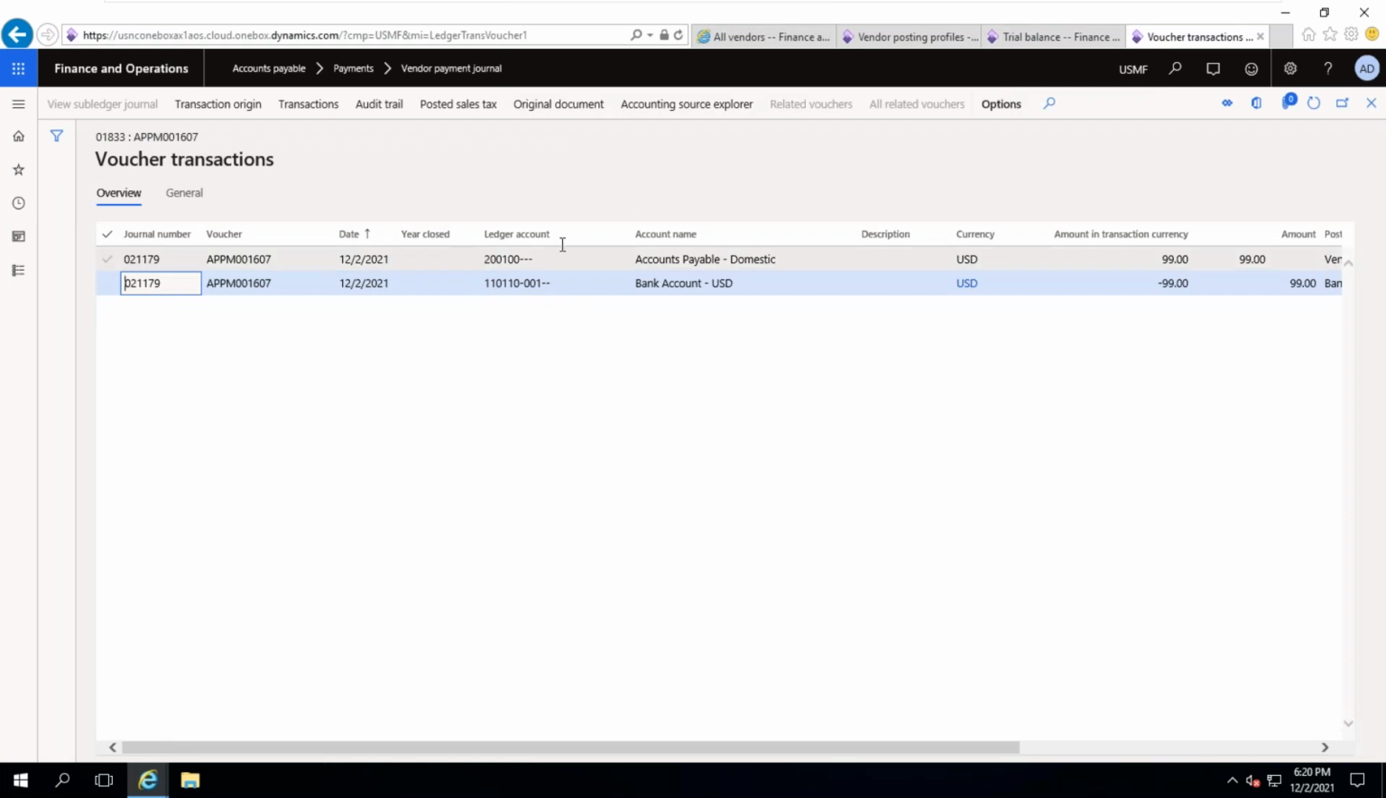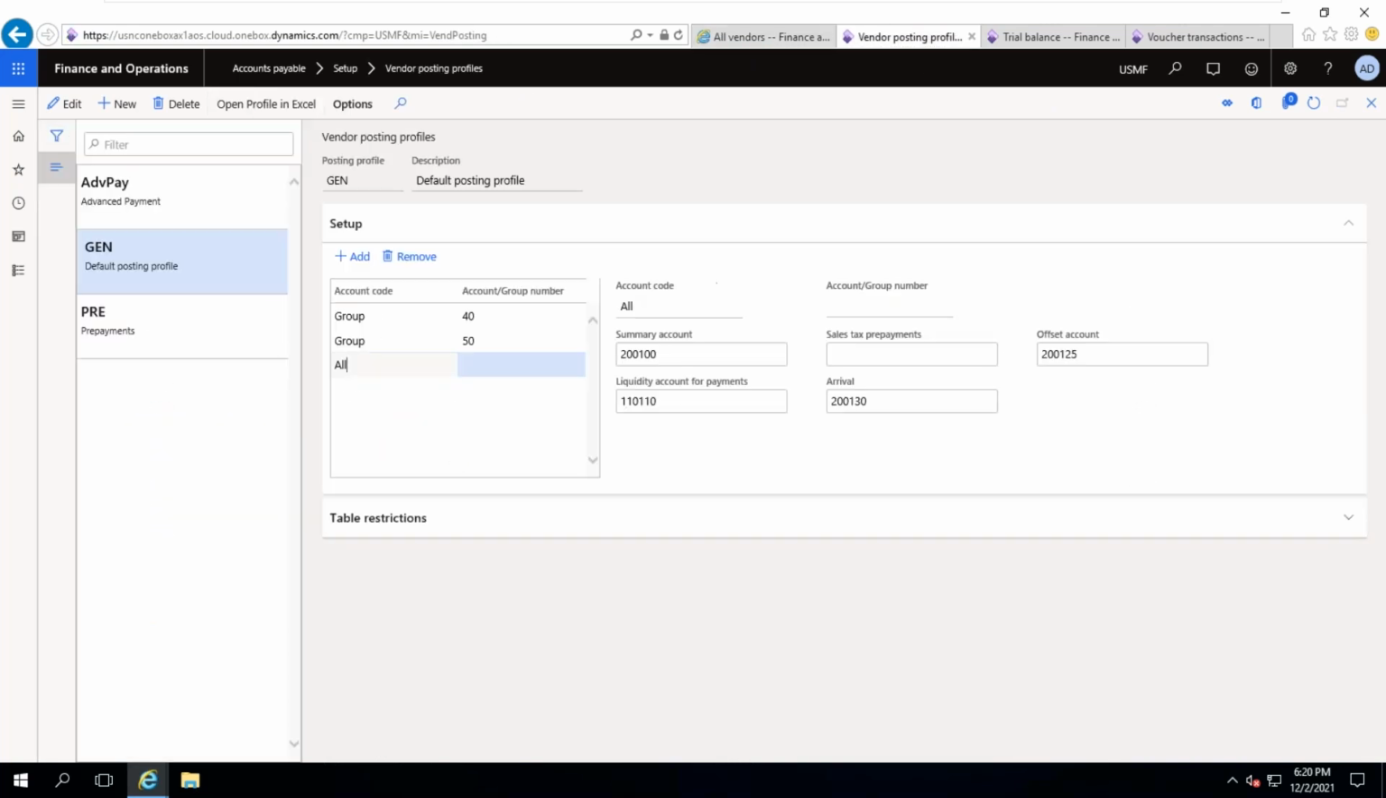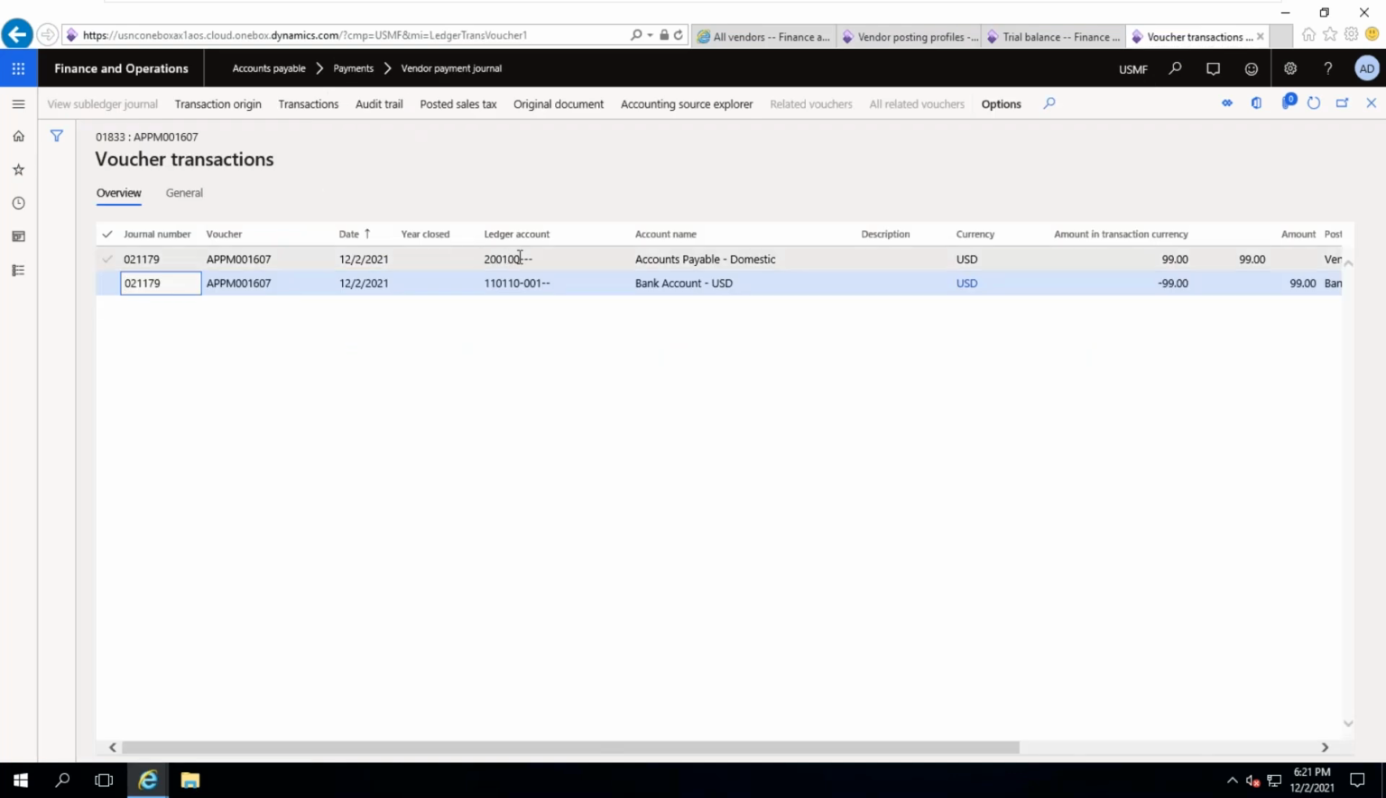200,100. So vendor is linked with vendor group. Vendor group is linked with ledger account. If 10 is mapped with any specific ledger account, that will be posted. Because 10 is not there in this, then it will search for all and will post. Usually 10 will be mapped with one ledger account in a real-time scenario. If it is not there, it will search for all and post. Now this is fine. So it is posted to 200,100.